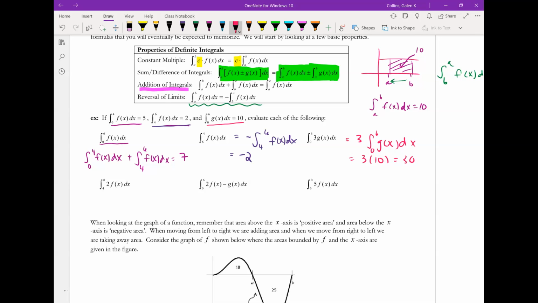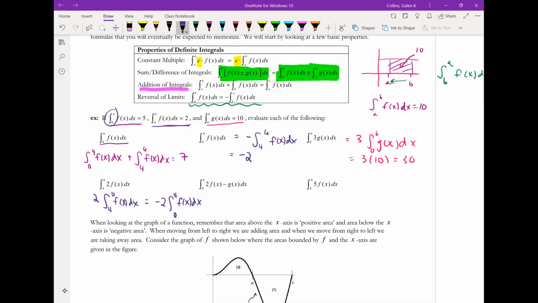For the next example, it's a combination of a couple of things. We can pull out that 2. And then as I look, it's also a reversal of limits. I'm going to pull the 2 out. So 2 times the integral from 4 to 0 of f of x dx, and then that's going to be the same as negative 2 times the integral from 0 to 4. That's what I was trying to write.